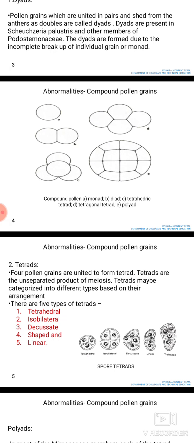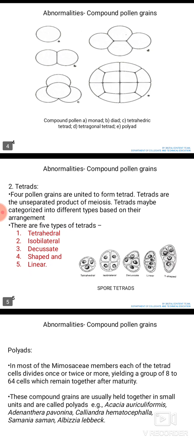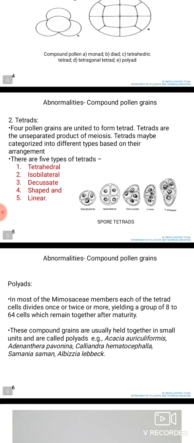The tetrads, that is 4 pollen grains, are united to form tetrads. These are unseparated products of meiosis. Tetrads may be categorized into different types based on their arrangement. There are 5 types of tetrads, namely tetrahedral, isobilateral, decussate, then L-shaped and linear.